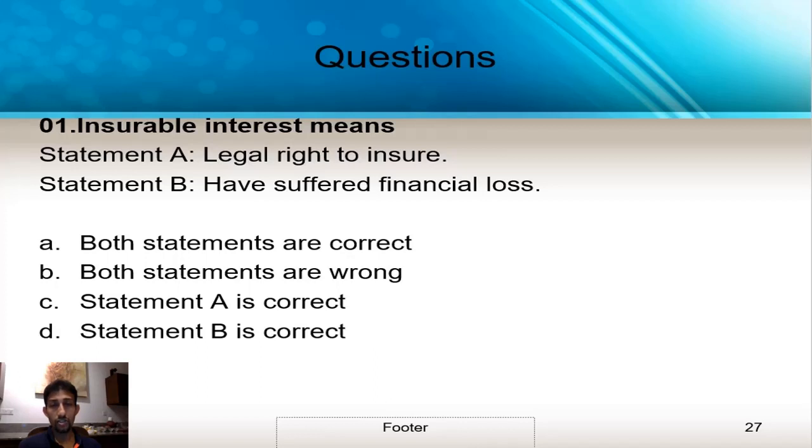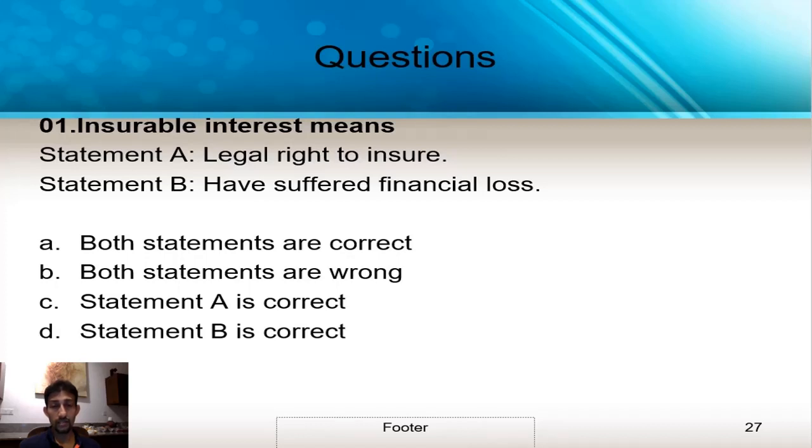The first one, insurable interest means. Now, there are two statements. Statement A says legal right to insure. Statement B says have suffered financial loss. So, what is the correct answer? A. Both statements are correct. B. Both statements are wrong. C. Statement A is correct and statement B is wrong.